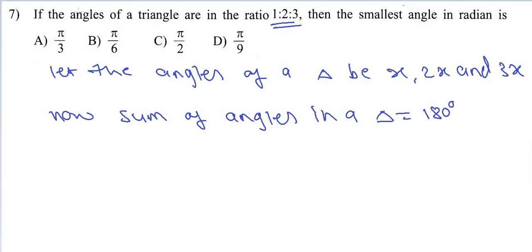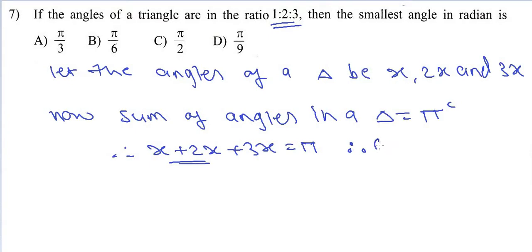If you want, you can write in terms of radian also. 180 degree is equal to pi radian, because options are given in pi radian. So let us write it in terms of radian only. So sum of angles in a triangle is equal to pi radian. So now what are the angles in a triangle? x plus 2x plus 3x is equal to pi. Therefore we get x plus 2x, 3x, 3x plus 3x, 6x is equal to pi, and so we get x is equal to pi by 6.